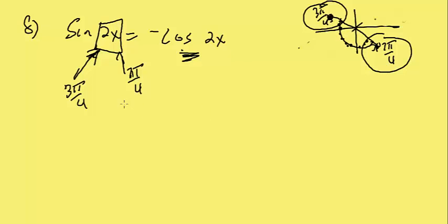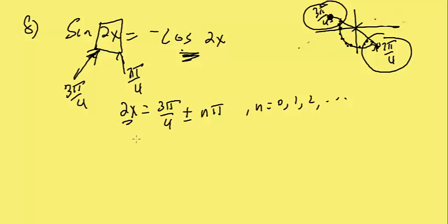difference. So I'm going to write 2x is equal to 3 pi over 4 plus or minus n pi, and my n is equal to 0, 1, 2, and so on. I'm not done. I have to solve for x. I've got to divide by 2. So x is equal to 3 pi over 8 plus or minus n pi over 2, and n is equal to 0, 1, 2, and so on.